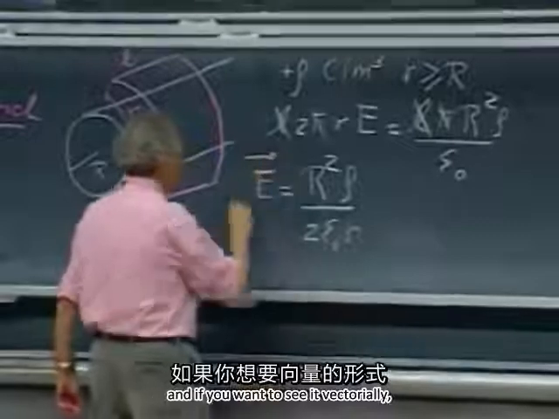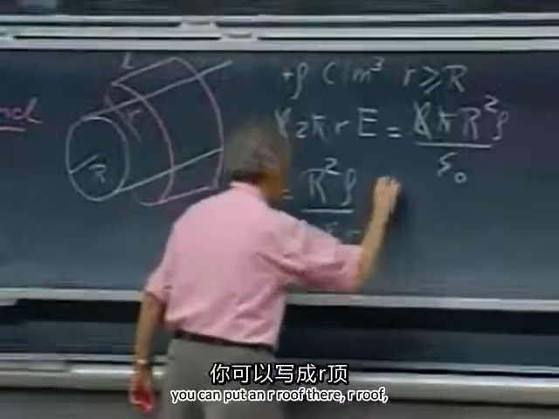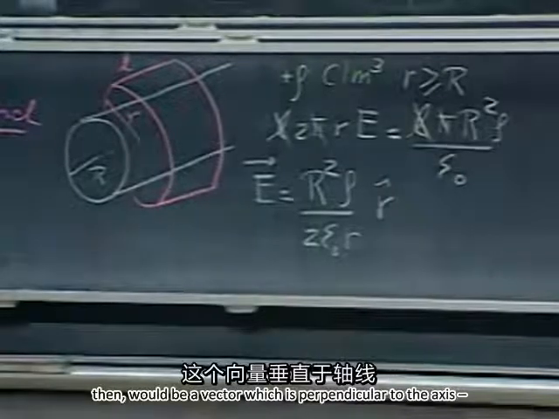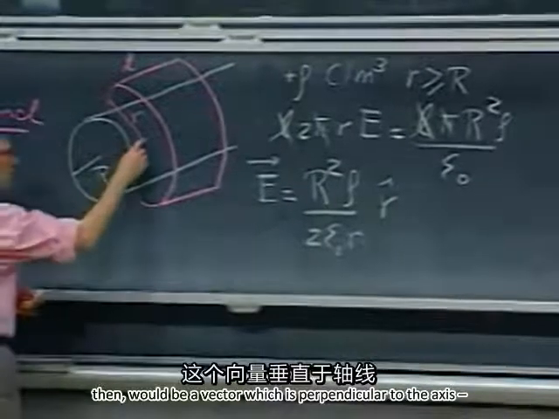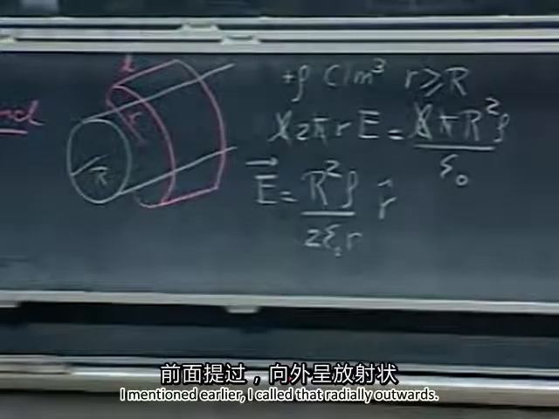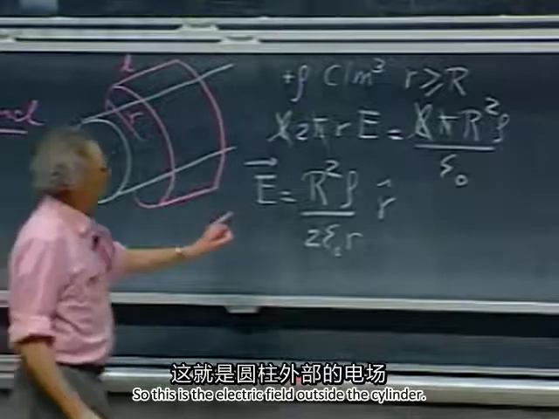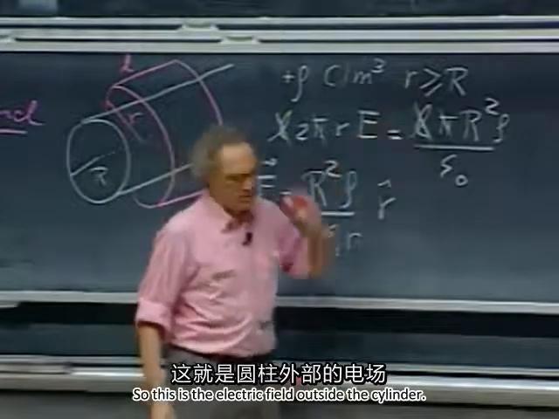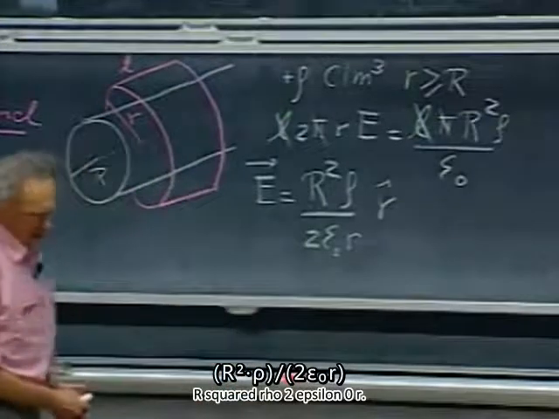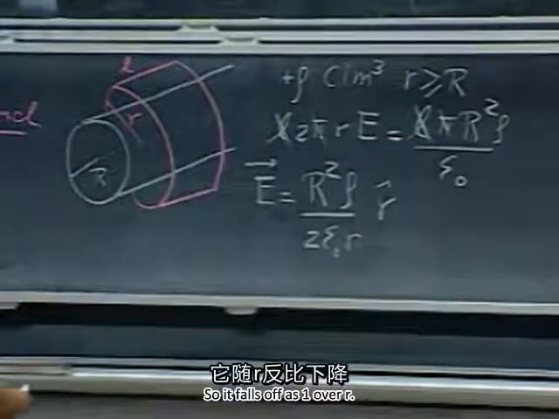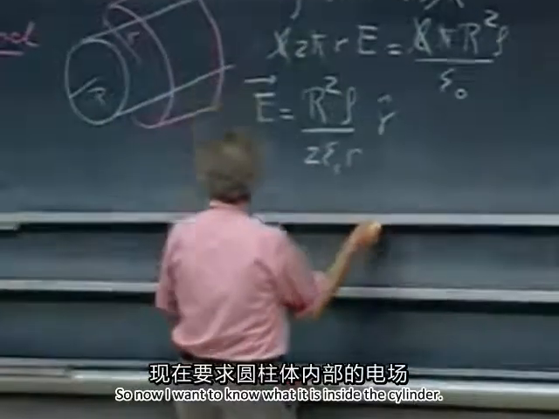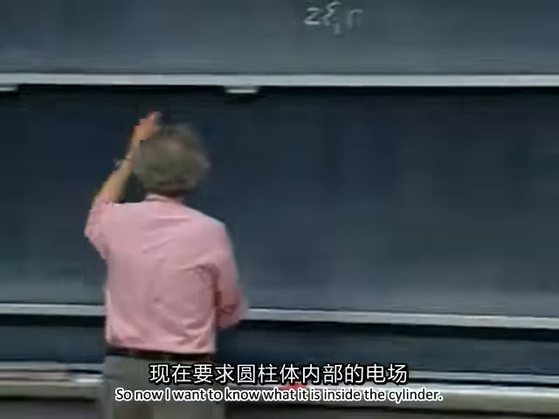And if you want to see it vectorially, you can put an r roof there. R roof then would be a vector which is perpendicular to the axis. I mentioned earlier, I called that radially outwards. So this is the electric field outside the cylinder. R squared rho over 2 epsilon 0 r. So it falls off as 1 over r. So now I want to know what it is inside the cylinder.